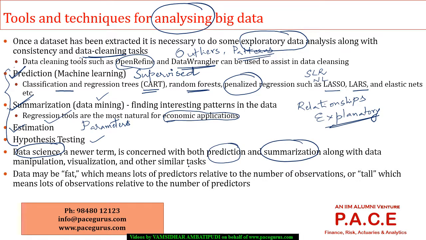So data science is an amalgamation of various tasks that can be performed on the data. There are so many prediction algorithms I talk about. There is a lot of summarization of the data along with the manipulation. There are various tools that are available for manipulating the data, for visualizing the data, and various other things that we can do with respect to data.